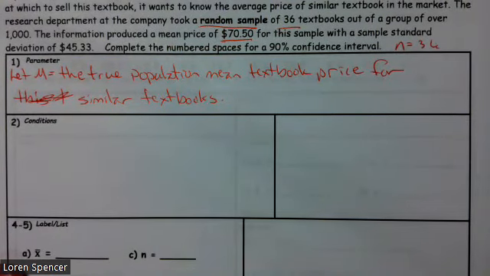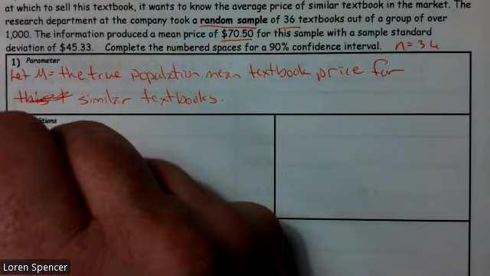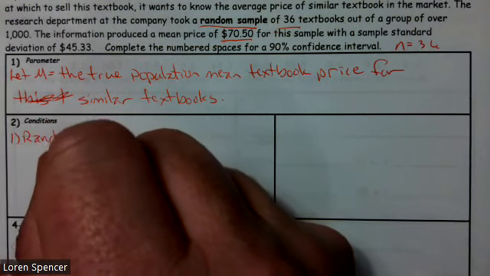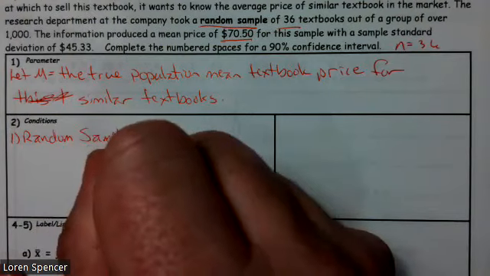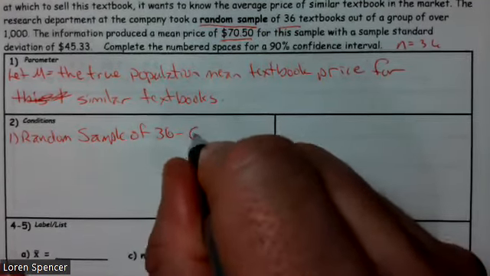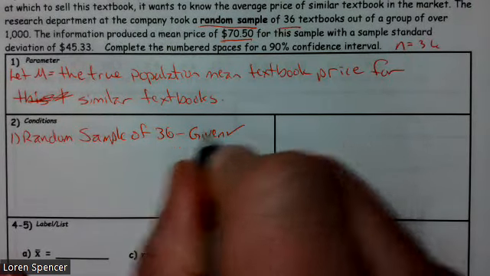All right, the next thing, our conditions, random sample. Well, they told us it was a random sample. They said random sample of, what was our random sample? Of 36. And that was given. All right, so we're good.